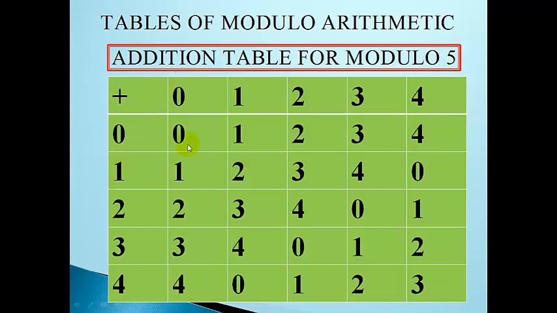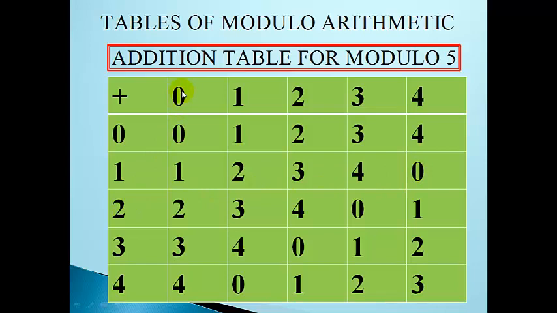Now 1 plus 0 equals 1. 1 plus 1 equals 2. 1 plus 2 equals 3. 1 plus 3 equals 4. And 1 plus 4 equals 5. Now 5 in mod 5 equals 0. Why? Because we have only one group of 5 in 5, and the remainder is 0.